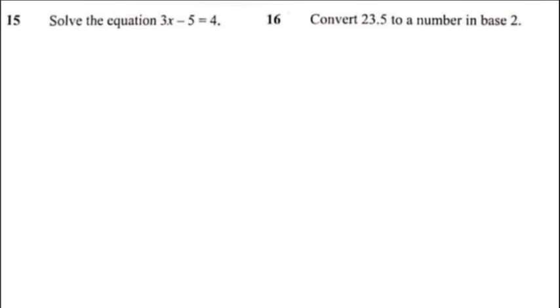Okay, so question 15 was as follows. Solve the equation 3x minus 5 is equal to 4. I'm going to rewrite this question down here. Straightforward, I'm going to put like terms together. So I'm going to write 3x is equal to 4, then the 5 crosses the equal sign. Since it's negative 5, it becomes positive 5, so plus 5. Then 3x is equal to 4 plus 5, which gives us 9.